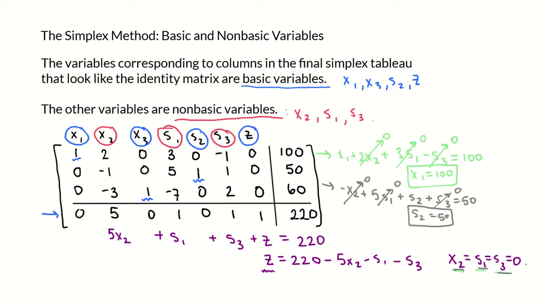And last, we take the third row and change it back into an equation. So negative 3x2 plus 1x3 minus 7s1 plus 2s3 equals 60. And again, x2 is 0, s1 is 0, and s3 is 0. So from this equation, we get that x3 is equal to 60.